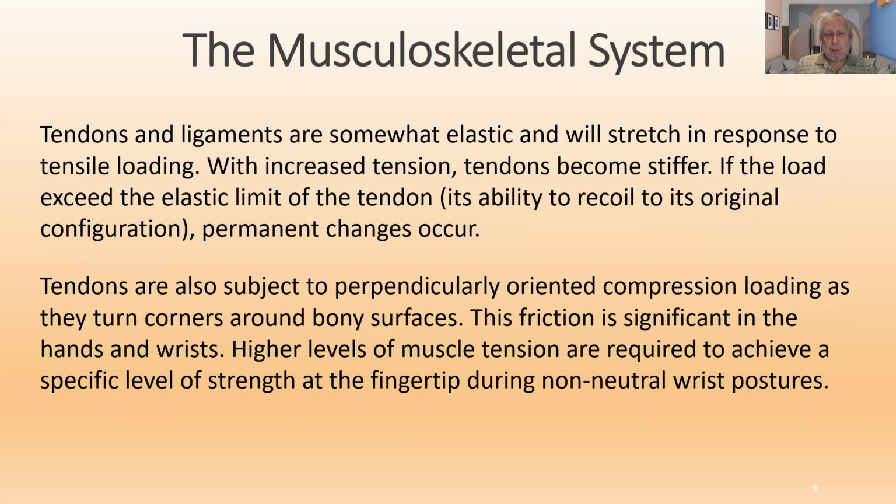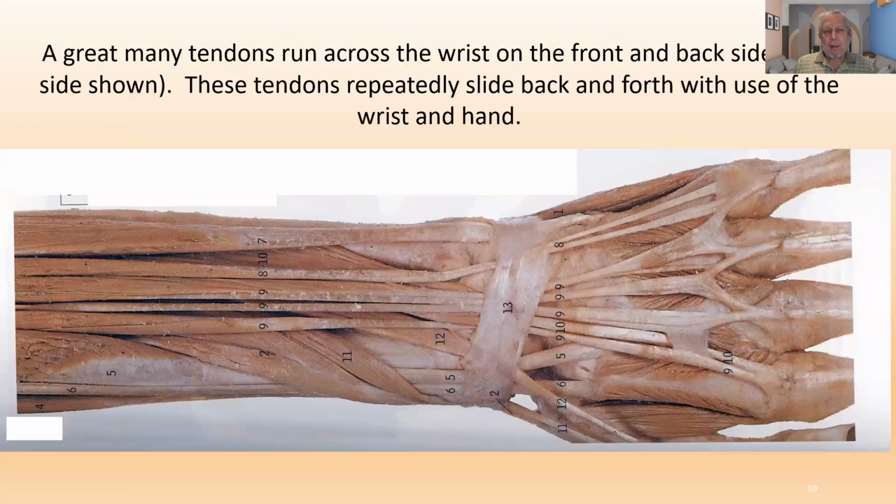Tendons are also subject to perpendicular oriented compression loading as they turn corners around bony surfaces. This friction is significant in the hands and wrists. Higher levels of muscle tension are required to achieve a specific level of strength at the fingertip during non-neutral wrist postures. A great many tendons run across the wrist on the front and back side.